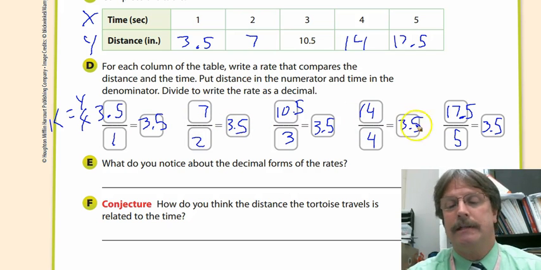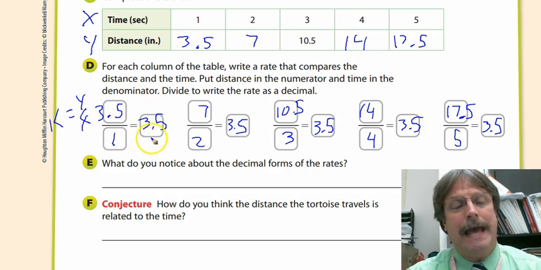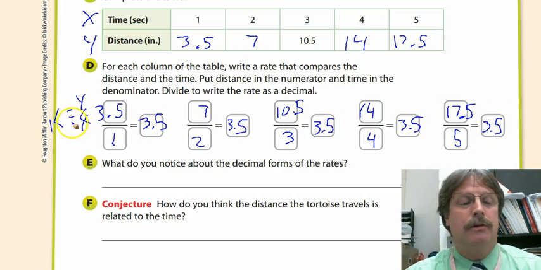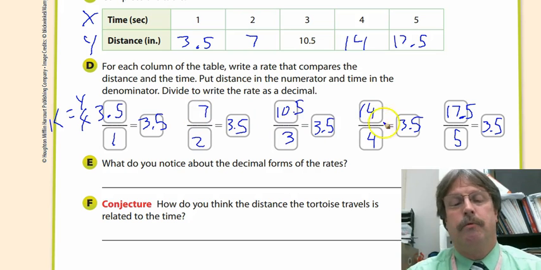So we go ahead and we continue doing that from our table. And what that shows us is that our k is 3.5, and it shows up in every one of these. If all of these numbers are the same, you have a constant of proportionality. That means that they're all the same.